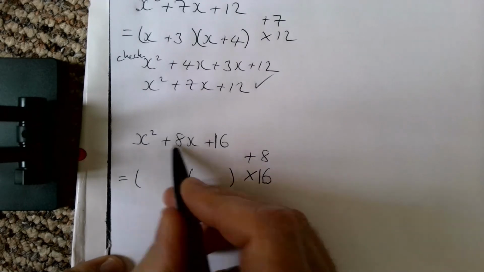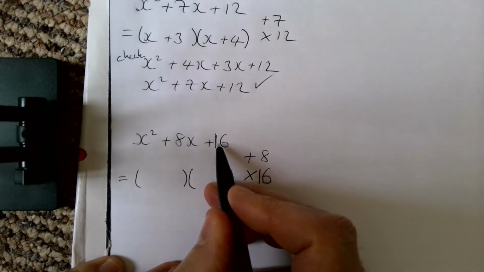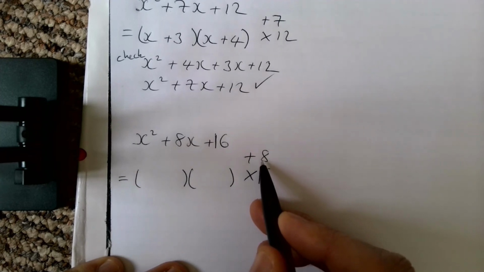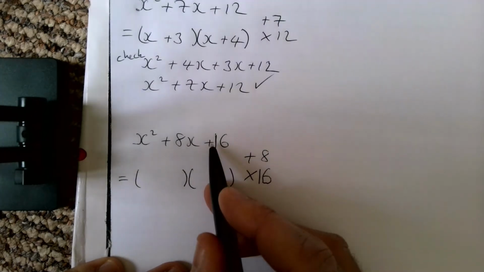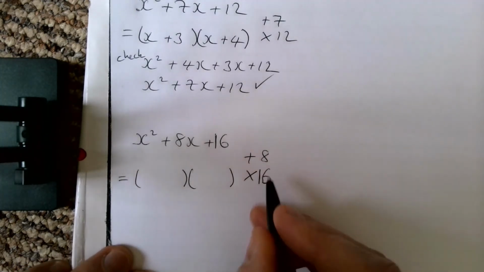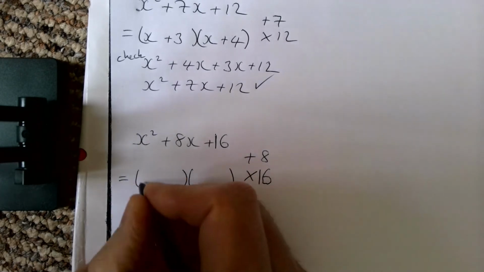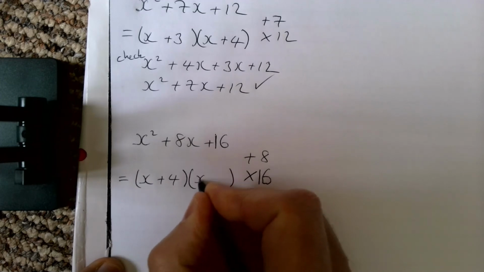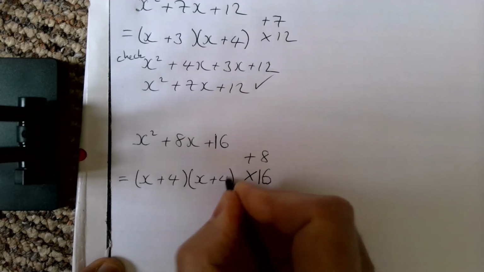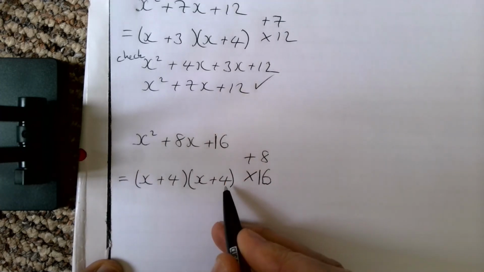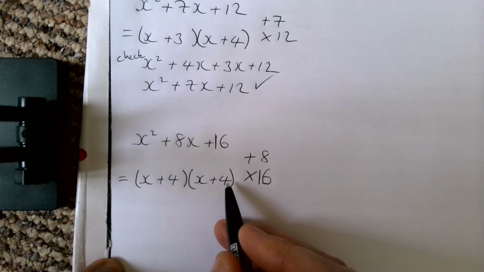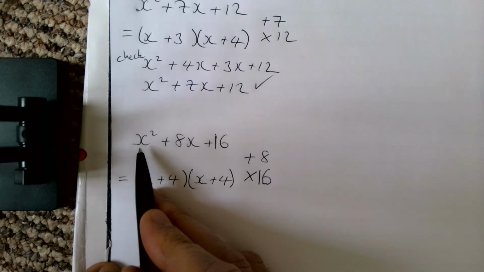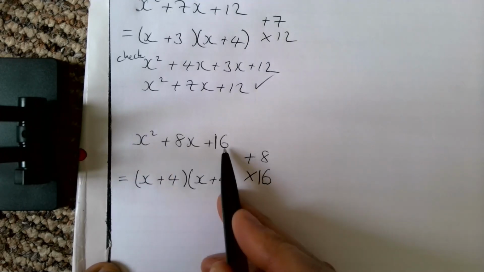X squared plus 8x plus 16. Again, the two numbers need to add together to give 8, and the same two numbers multiply together to give 16. Hopefully if you think about that, you can come up with those. So it's going to be then x plus 4 and x plus 4. So the final answer to that then is x plus 4 times x plus 4. We could do a wee check again to check it's right, but it will come out to give us x squared plus 8x plus 16.